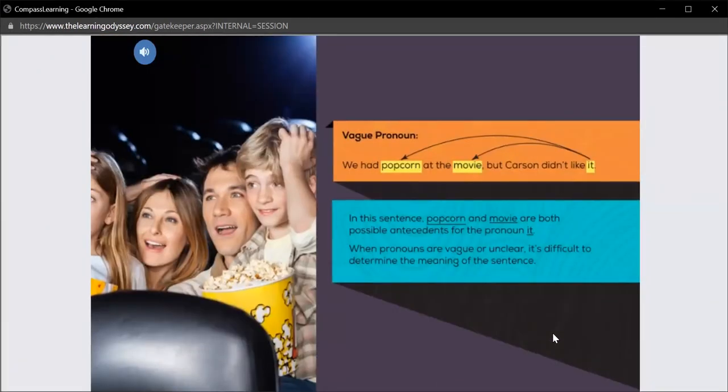Let's look at another example. We had popcorn at the movie, but Carson didn't like it. Here, the pronoun it does not have a clear noun antecedent. In this sentence, popcorn and movie are both possible antecedents for the pronoun it. So, it's hard to tell if Carson didn't like the popcorn or if he didn't like the movie. When pronouns are vague or unclear, it's difficult to determine the meaning of the sentence.